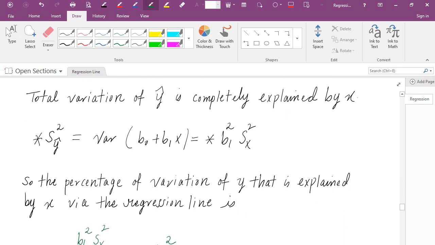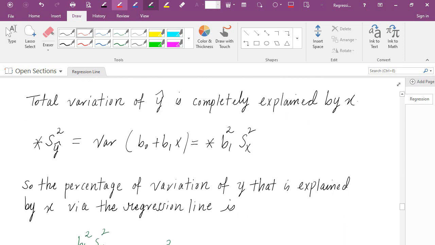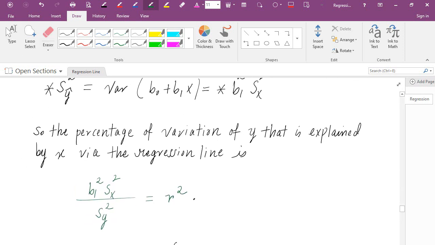On the other hand, the total variation of y hat is given by the data size times the variance of y hat, and the variance of y hat means the variance of b0 plus b1x, because y hat is equal to this. The variance of b0 plus b1x is the same as b1 squared times the variance of x. And the total variation of y hat is completely explained by x, again, because we have a direct formula of y hat in terms of x.